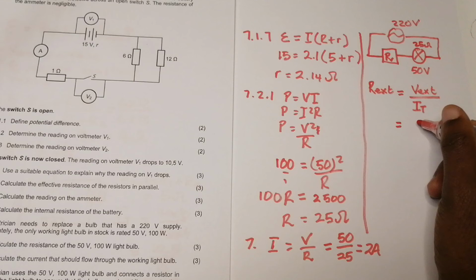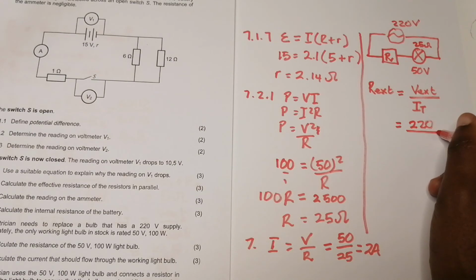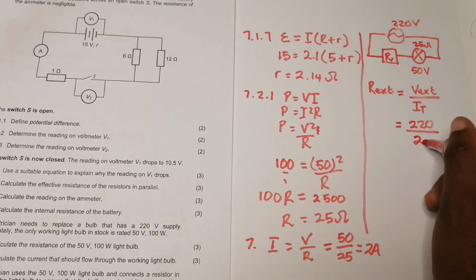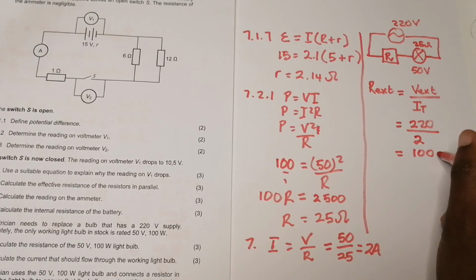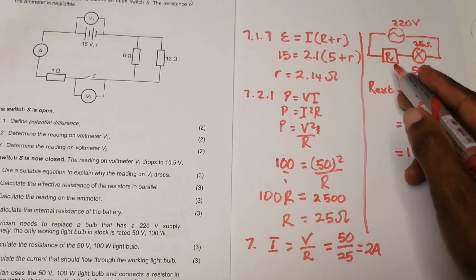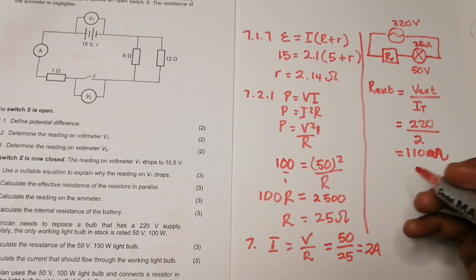So my V external is 220, and my I total, I wanted it to be 2 amperes. So that would give me 110 ohms. So that's 110 ohms. But what is our R external? We said that's R plus 25, right?